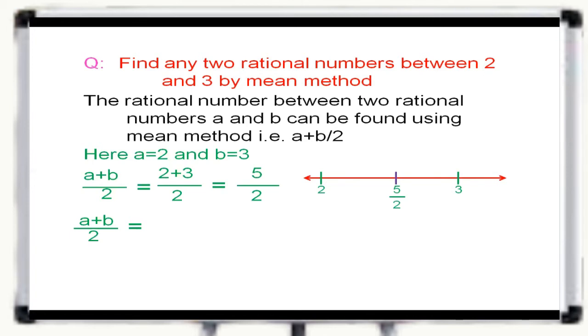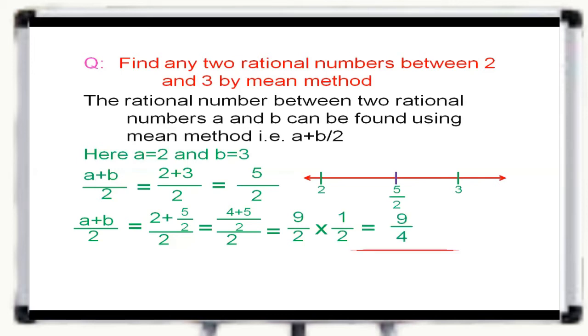That means 2 plus 5 by 2, whole by 2. That means 4 plus 5 by 2, and whole by 2, by taking the LCM here. So it becomes 9 by 2, and by taking the reciprocal of the denominator 2, we write 1 by 2, that is equal to 9 into 1, 9 by 4. We have to represent this 9 by 4 also on the number line.